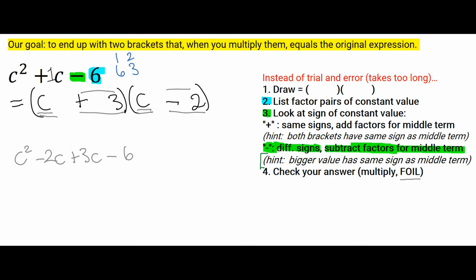And once again, if we combine our like terms, we will get that minus 2C plus 3C gives us plus 1C. And voila, we now have our expression at the end when we multiply it out, equaling our original expression. So our two brackets are correct: C plus 3 and C minus 2.